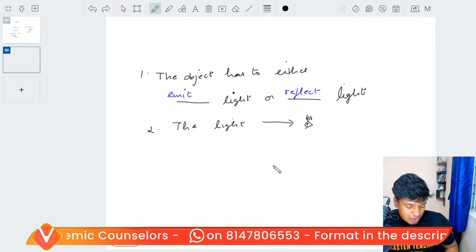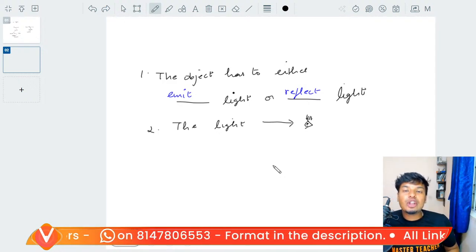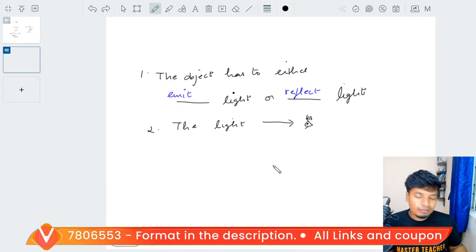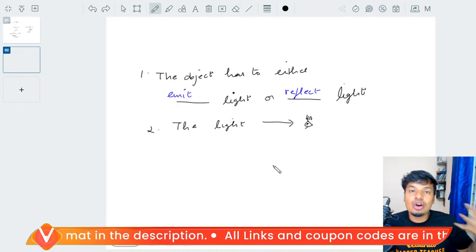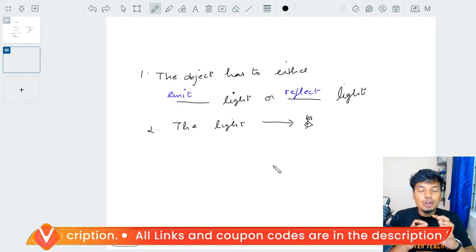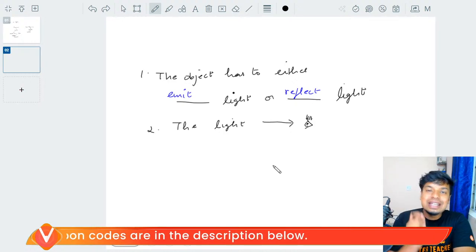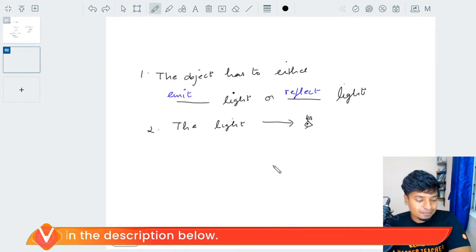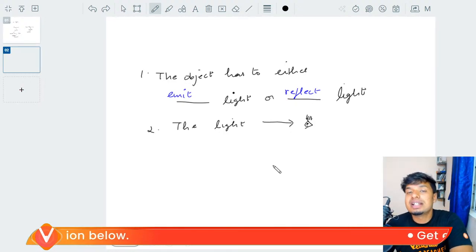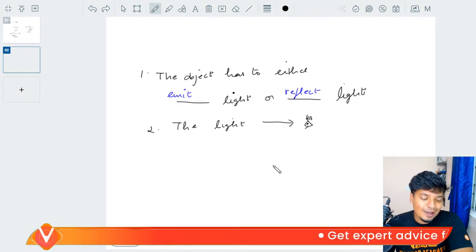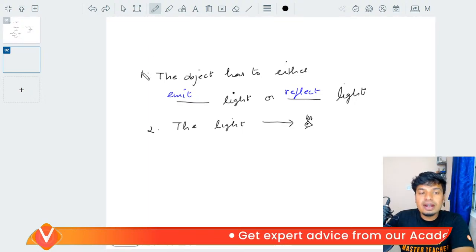If I turn on the flashlight below the desk, will you be able to see it? No, because the light is not reaching your eyes. So you'll only be able to see the objects around you if the light from that object reaches your eyes. If it doesn't reach, you can't see it. Okay. So this, we are clear with it.